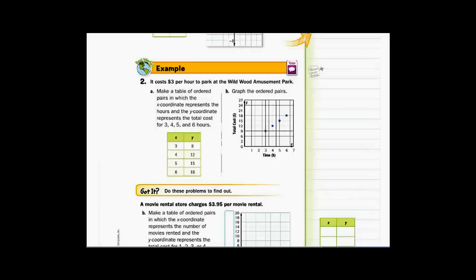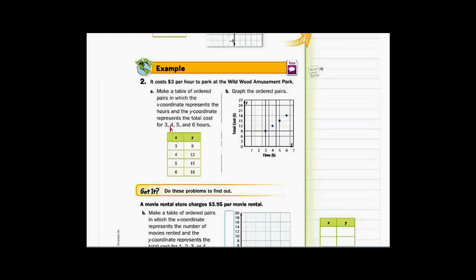All right, it costs $3 per hour to park at the Wildwood Amusement Park. Yeah, as if it only costs $3 to park at an amusement park. Anyway, make a table of the ordered pairs in which the x-coordinate represents the hours and the y-coordinate represents total cost. So if it were me, I would even write right above your x and your y.